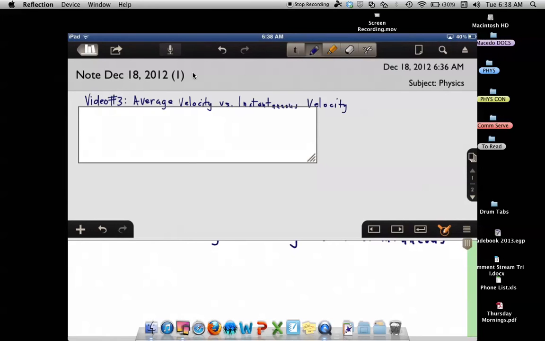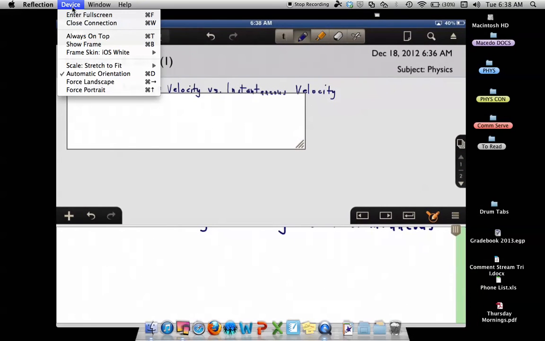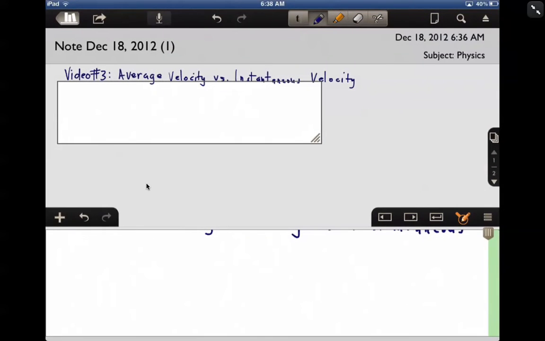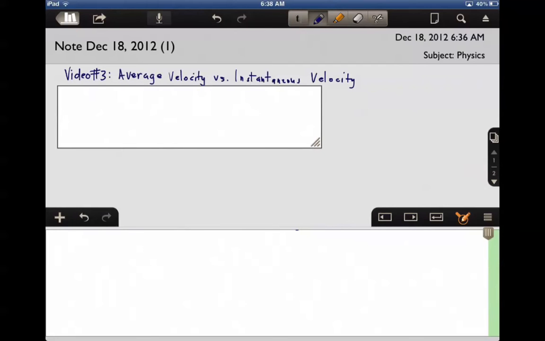So this is the third video in which, this time, we'll look a little more closely at the difference between average and instantaneous velocity. We talked about this in the fall when we introduced the idea of velocity, but in order to understand acceleration, it's really good to revisit this topic.